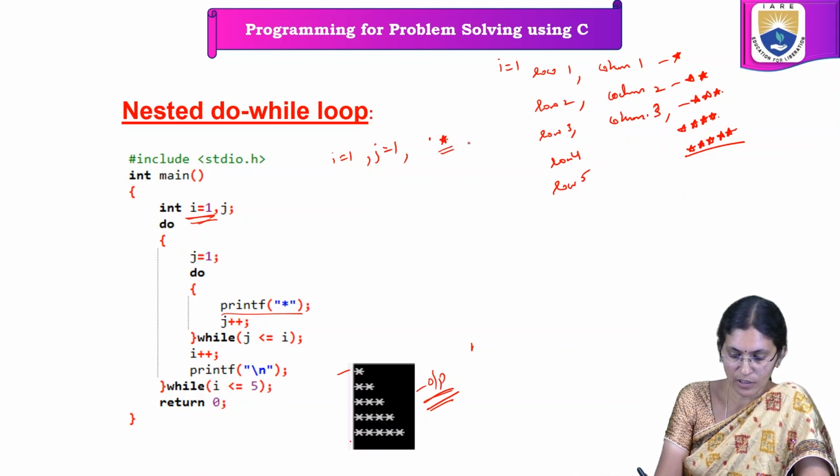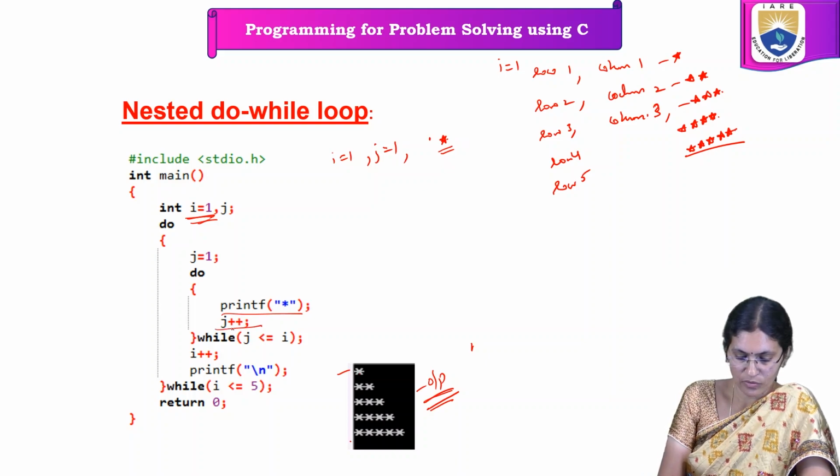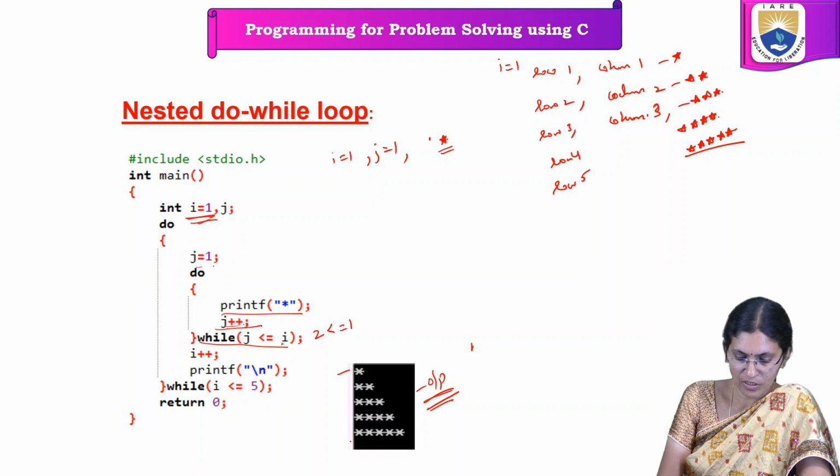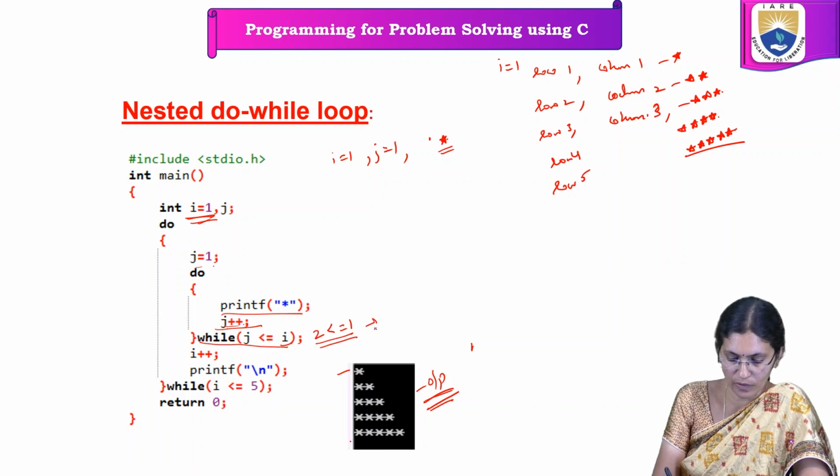Now next, the j value is incremented by 1. Previously j is equal to 1. Now j incremented by 1 means j is equal to 2 now. Now the condition is checked here. So when the condition is checked, 2 is less than or equal to 1, because i is equal to 1. So this is false.